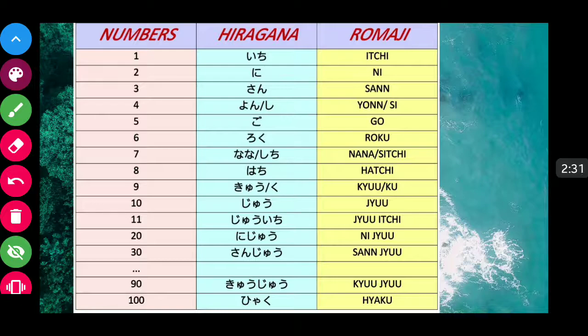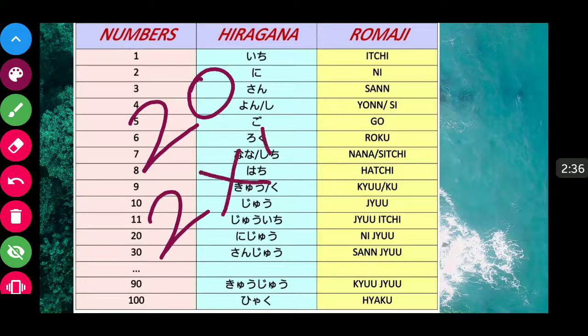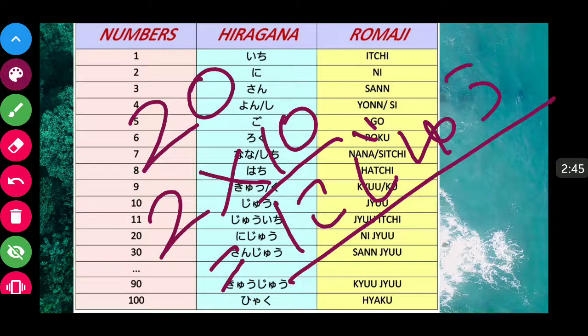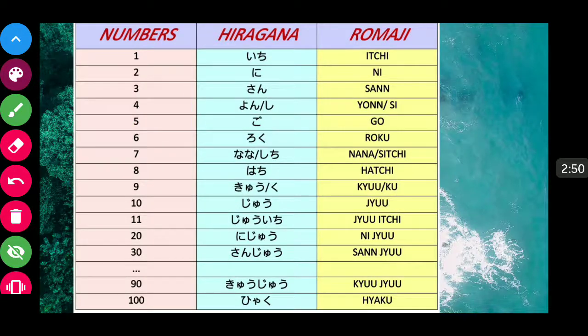Now if you learn in the same way, suppose 20: 2 multiplied by 10, 2 means ni, 10 means ju. So 20 is niju, 30 will be sanju, 40 will be yonju, 50 will be goju. Likewise, 90 will be kyuju.